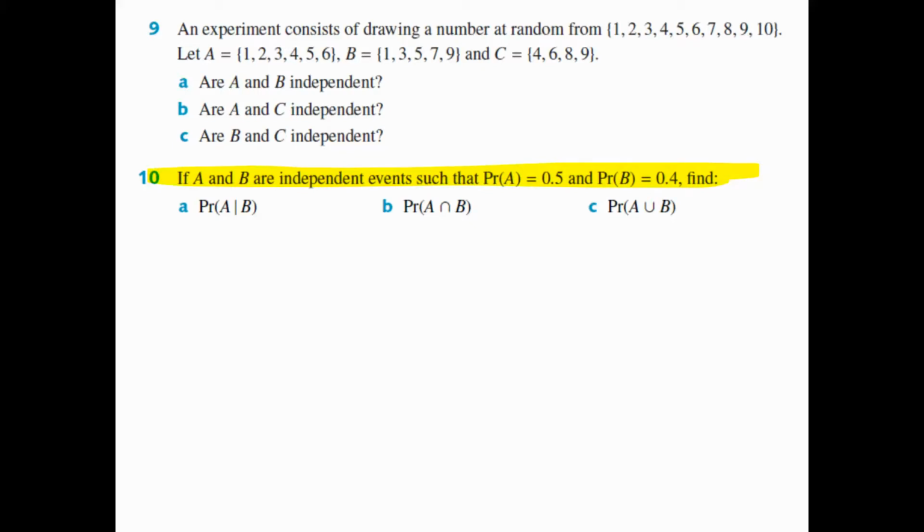10. I want you to do 10A, B, and C. So if A and B are independent events, such that the probability of A equals 0.5 and the probability of B, so the chance of B, is 0.4, what's this equal to? On a logical basis, what is A equal to? They are independent events. What is the probability of A given B equal to?